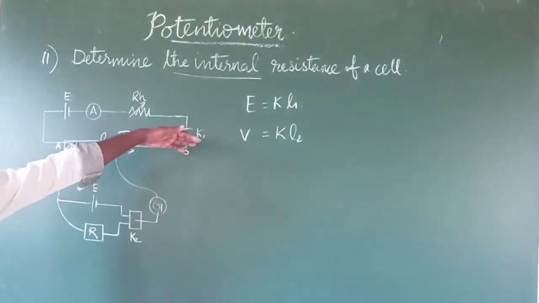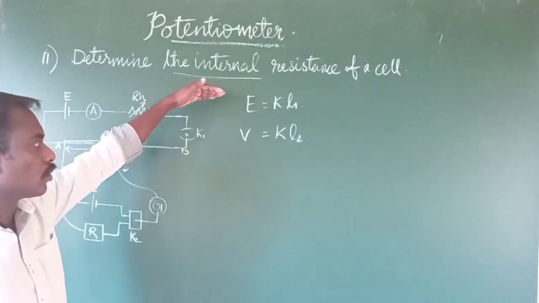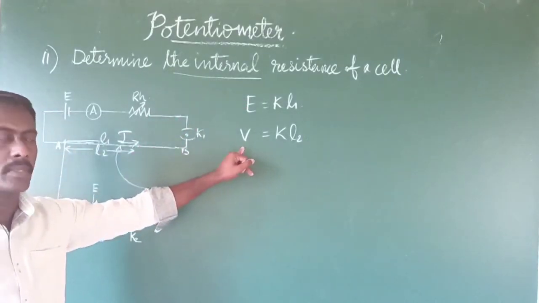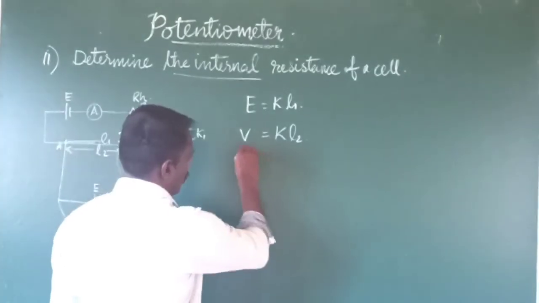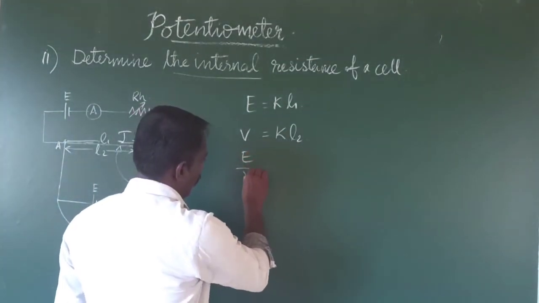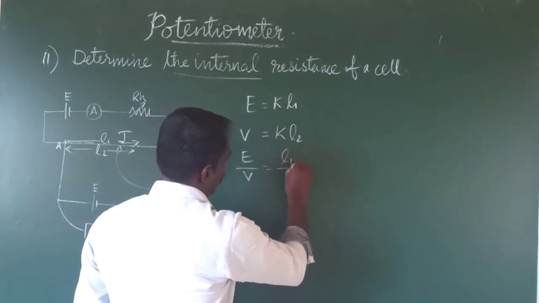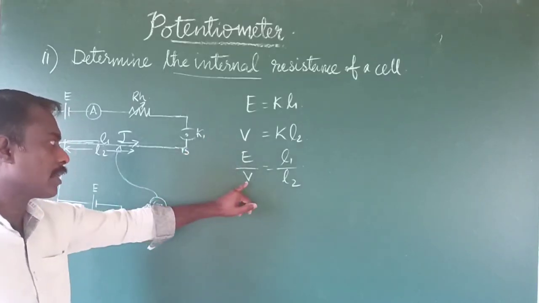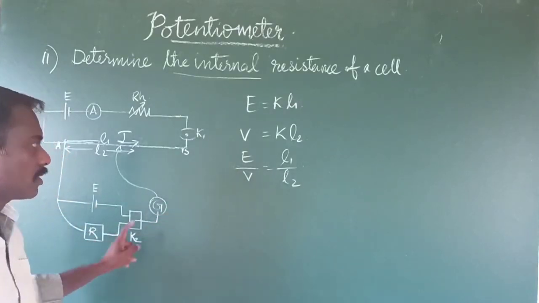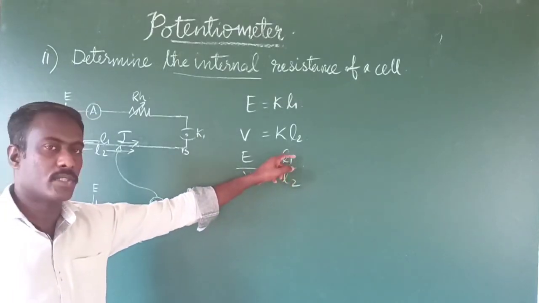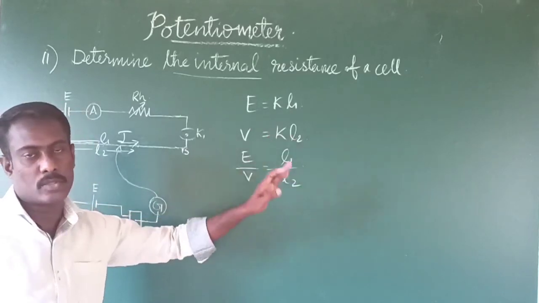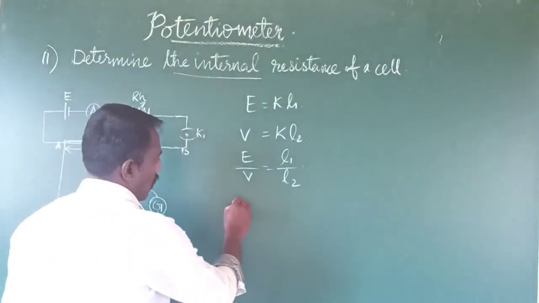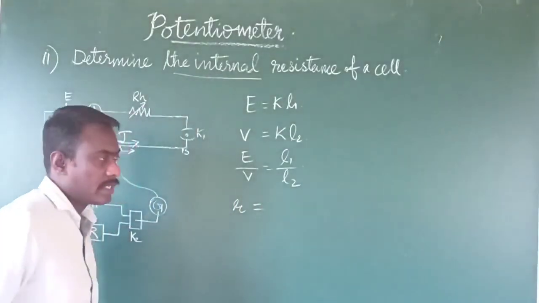Now in the same way, we can take the ratio of the EMF of the cell and the terminal potential difference. So we get E divided by V is equal to L1 divided by L2. The ratio between the EMF of the cell and the terminal potential difference across the resistance box is equal to the ratio of the lengths. Also we know the internal resistance of a cell, r, is equal to, what is the value of the internal resistance r?